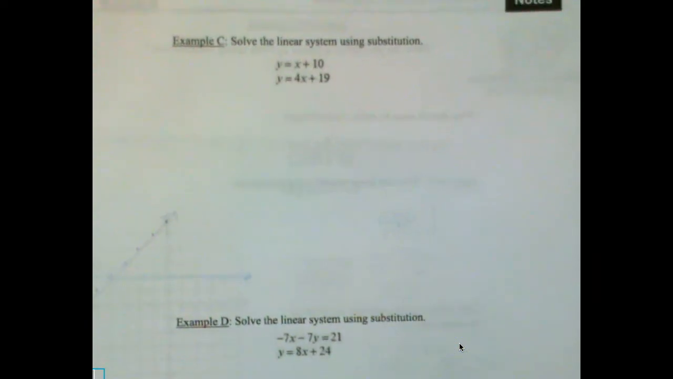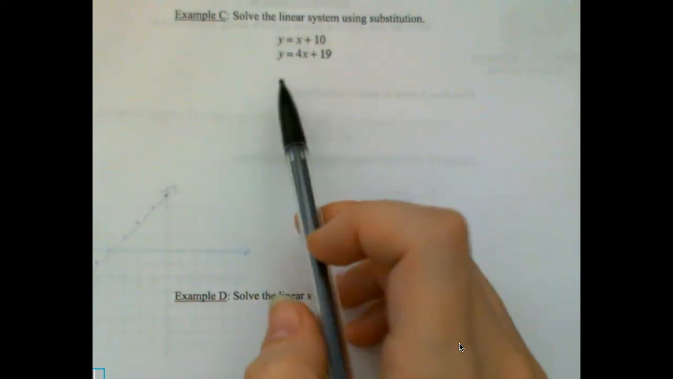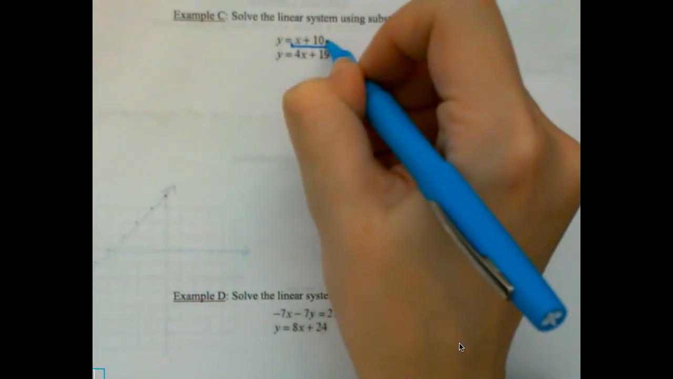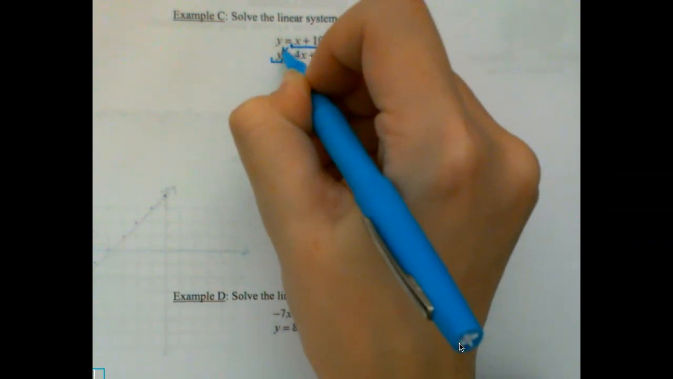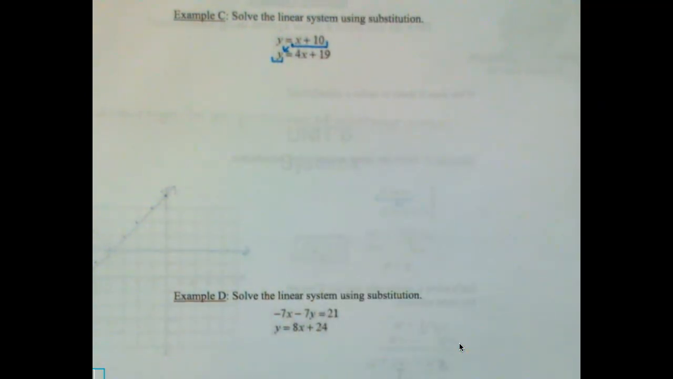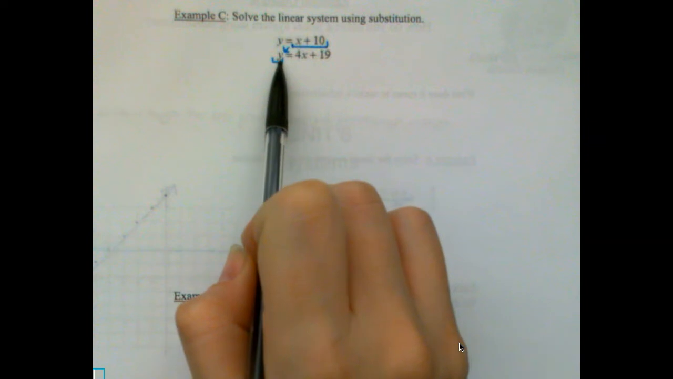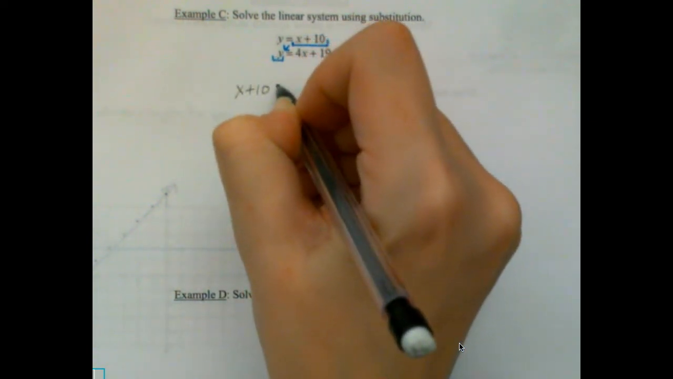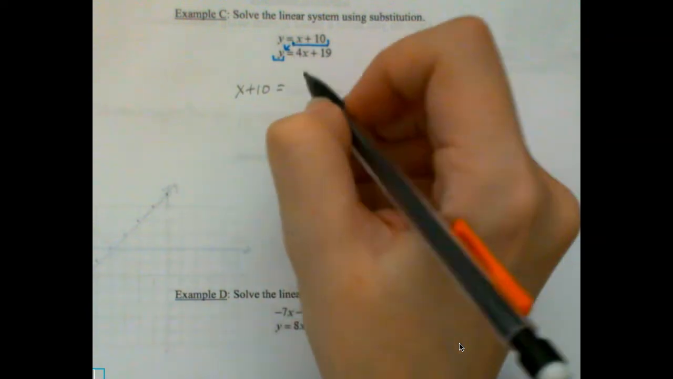All right, so example C. Solve using substitution. So now I've got 2 equations where they both start with y equals. Those are kind of nice because really what you're going to do is, you do the same thing. You're going to take whatever y is equal to. So in this top one, it's equal to x plus 10, and you're going to replace it in the other y. So on the left side, I've got y on the second equation, but instead of y, I'm going to write x plus 10, and then I'm going to carry down that 4x plus 19.